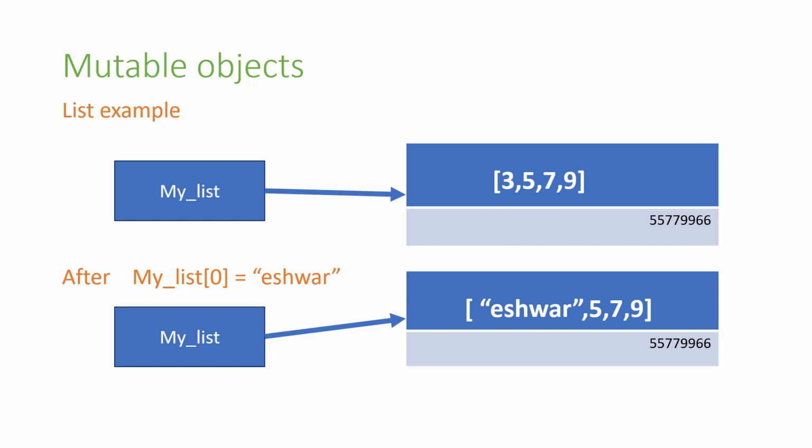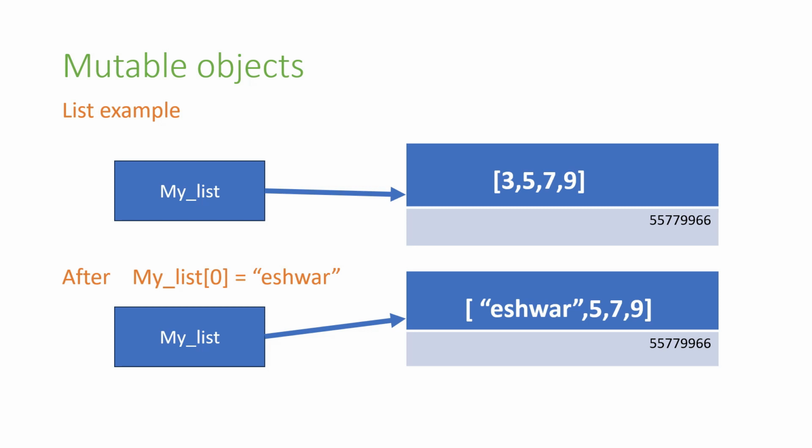Mutable objects. Here, list is the mutable object. List is the data type and list objects are mutable. What is happening is, my list is the variable. This is bound to the object with the unique ID 55779966. Check this out. This is the unique ID, given with the memory address. Throughout the program, this will not be changed.